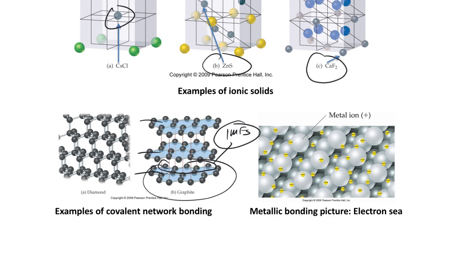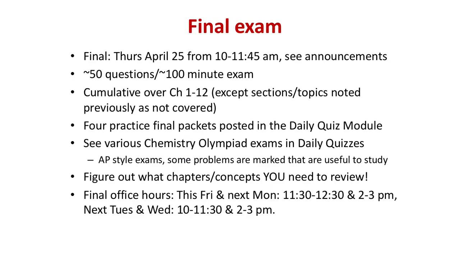And so that kind of completes our coverage of chapter 12. The main things to know from chapter 12 are those 5 classifications of solids, what makes them different from each other, and then some molecular picture of what makes those different types of solids different from each other. And then that's about it for chapter 12.